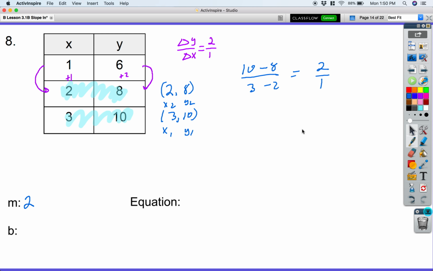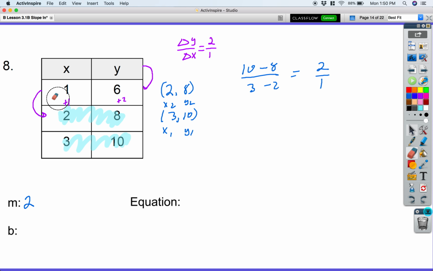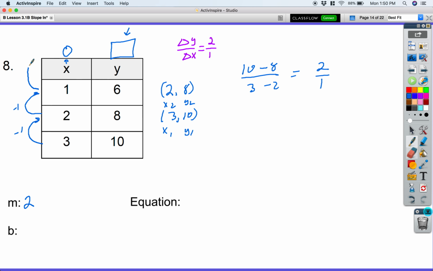Now the trickier part, which we haven't spent a whole lot of time on, is when I look at a table, I need to know what my y-intercept is. The only way you can tell is when your x value is 0, what is your y value? This is the y-intercept. So let's look at this. If I start at 3, I go down 1 to get to 2. I go down 1 to get to 1. And if I go down 1 again, I get to 0.